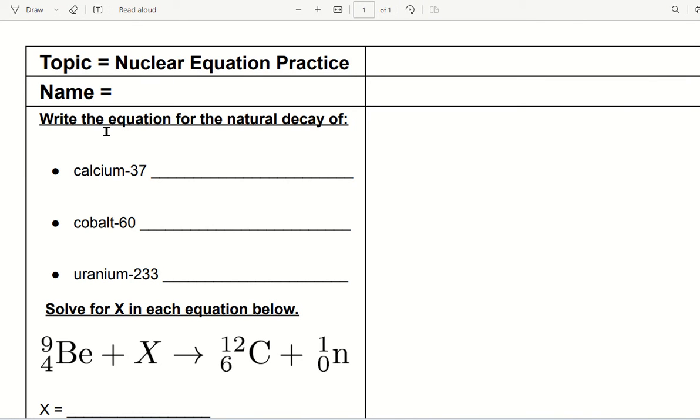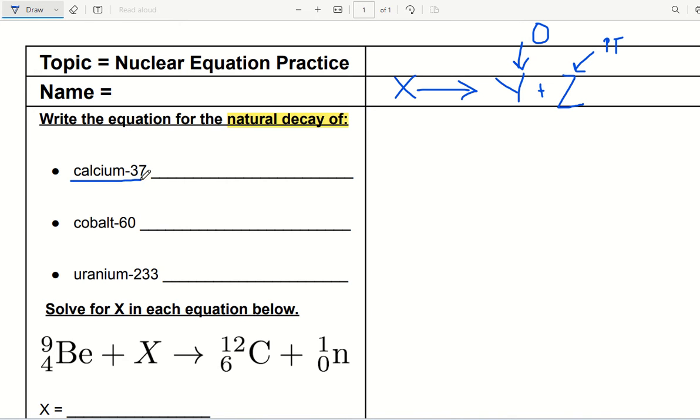So the first one, write the equation for the natural decay. All right, see this? Natural decay. What does natural decay mean? Natural decay means there is one reactant that is going to decay and it is going to produce two different things. One of them is going to come from table O. The other one we figure out by math, and then we have to use the periodic table or table O to figure out what it is. A lot easier if we go through an example.